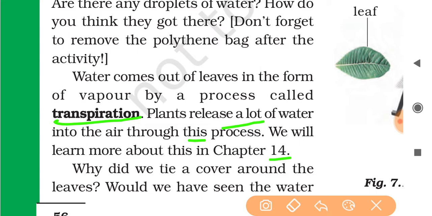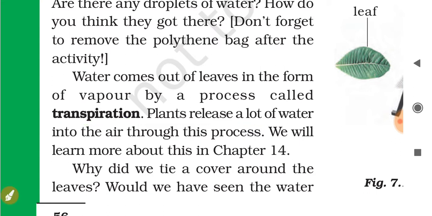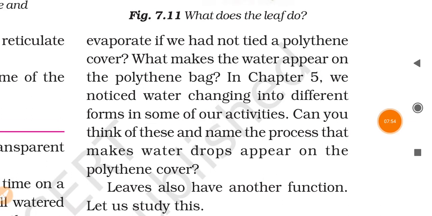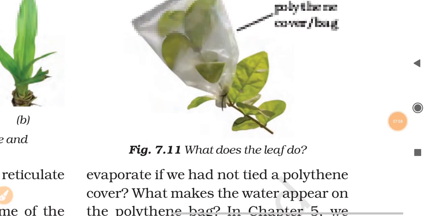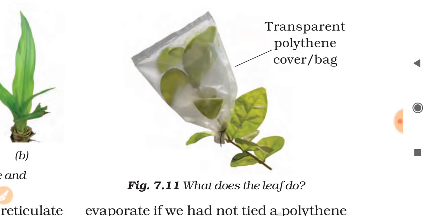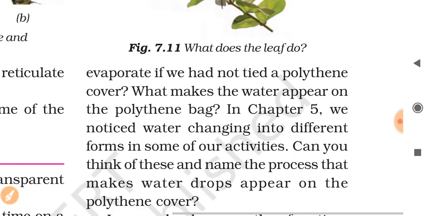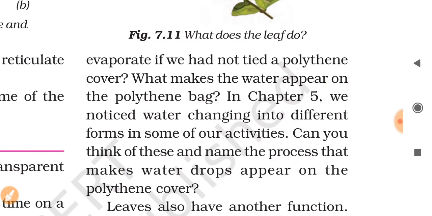Why did we tie a cover around the leaves? Would we have seen the water evaporate if we had not tied a polythene cover? Because after covering the leaf with the polythene cover, we can actually see the water droplets. Otherwise, we cannot see. What makes the water appear on the polythene bag?